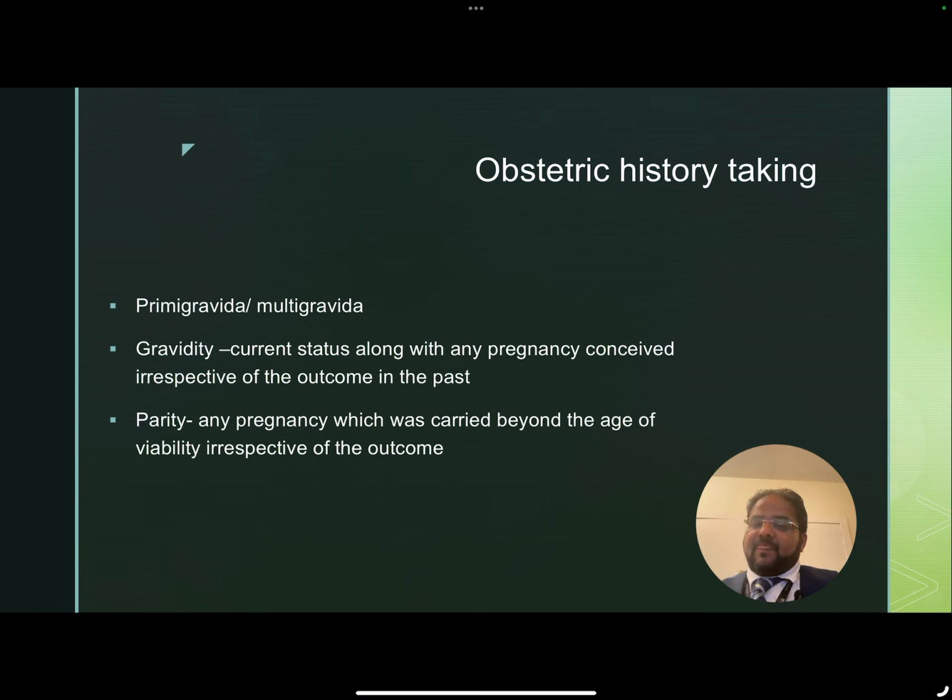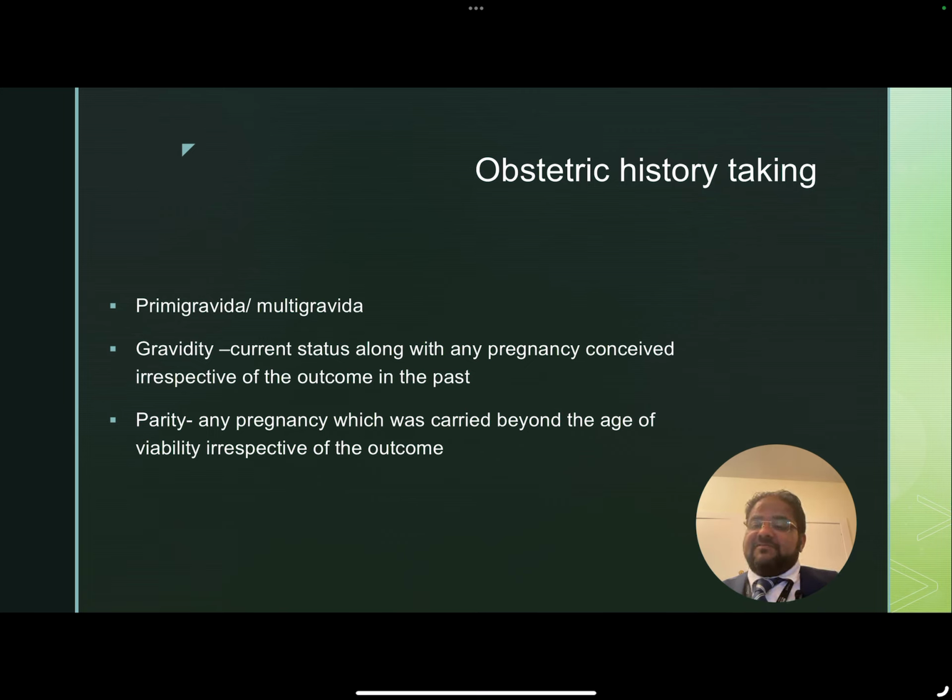Parity is any pregnancy which was carried beyond the age of viability, irrespective of the outcome. The age of viability currently is 24 weeks, but with the advances in neonatal care, they are hoping to bring it down to 22 weeks. So any pregnancy which has gone beyond 24 weeks will count as a parity. So if somebody had 3 kids, they will be para 3. If somebody had 1 child, they'll be para 1.